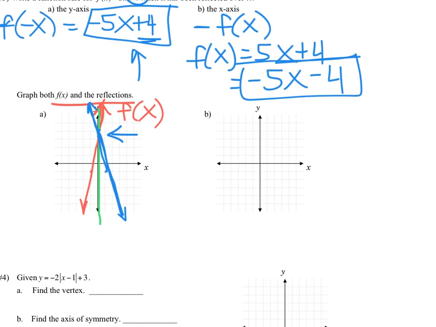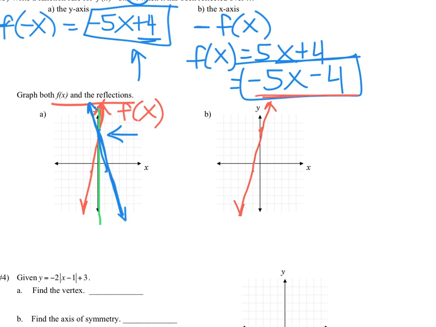Now let's look at this one. I'm going to graph the original again. So the original was 1, 2, 3, 4, a y-intercept of 4, and up 5 over 1, or down 5 and back 1. So there it is with my positive slope and positive y-intercept.